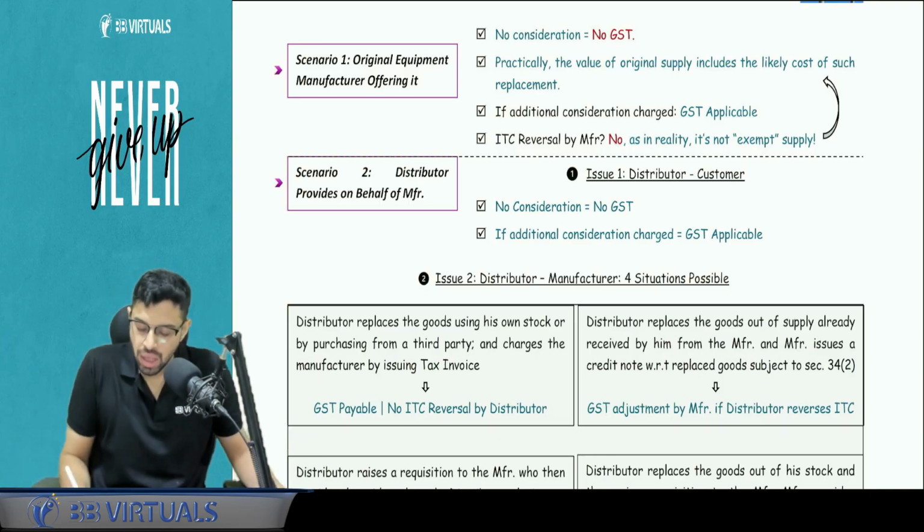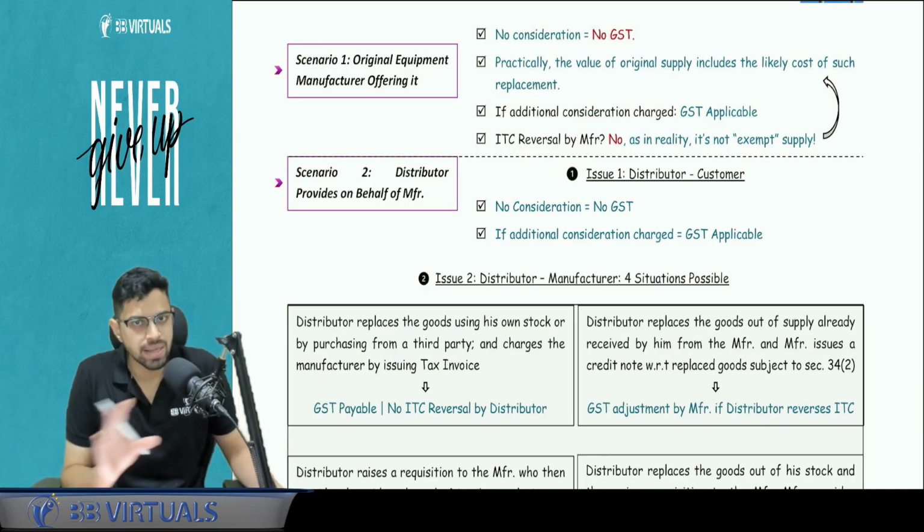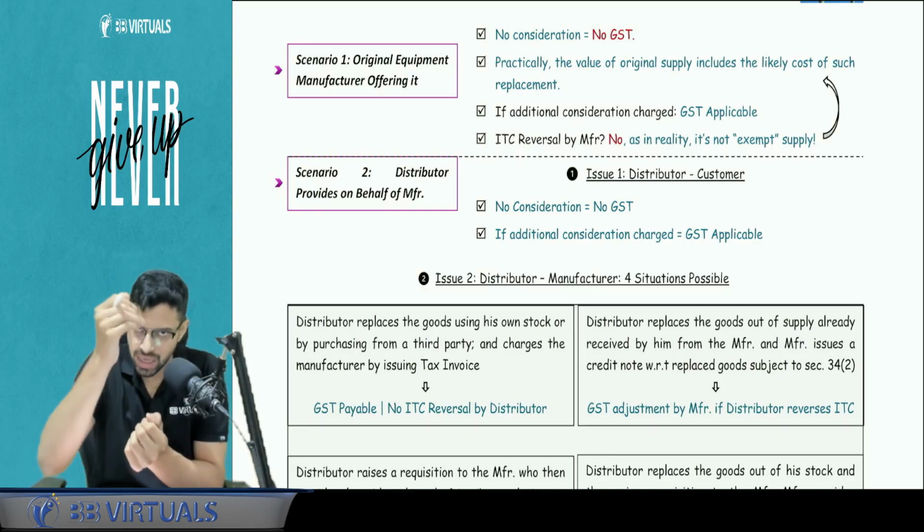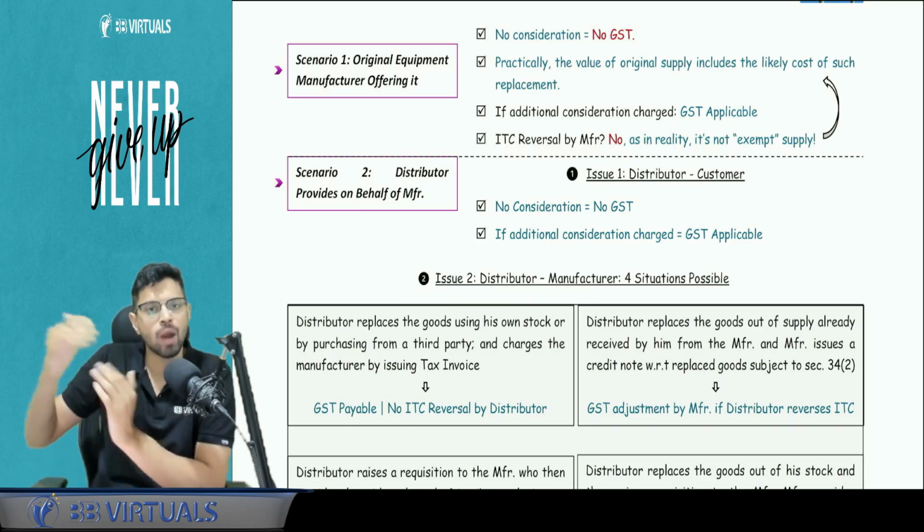So let's continue. Will the manufacturer be required to reverse any ITC? No, because it is not making any exempt supply. ITC reversal happens once I take ITC for inward supply and my outward supply is exempt.